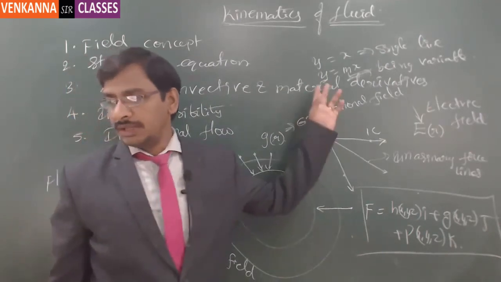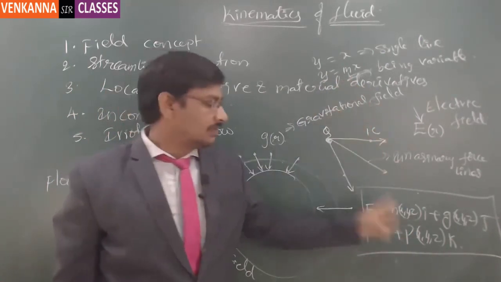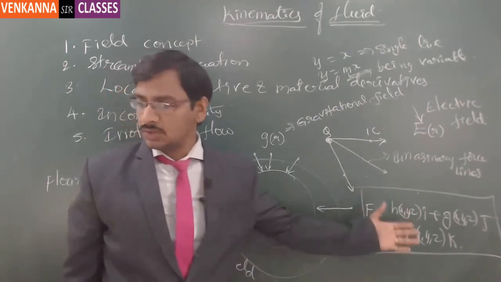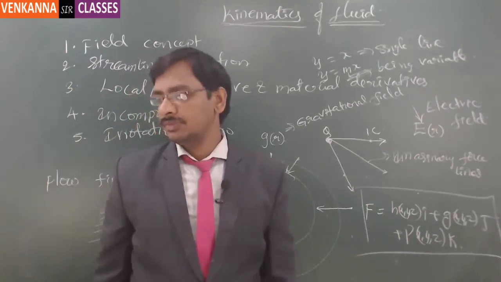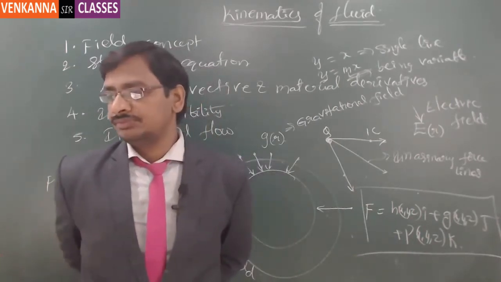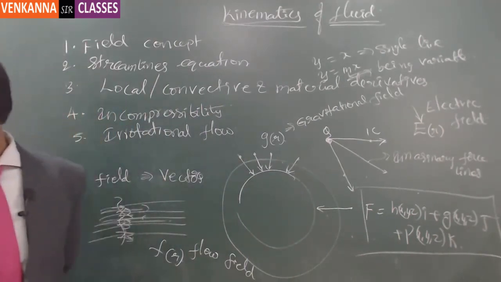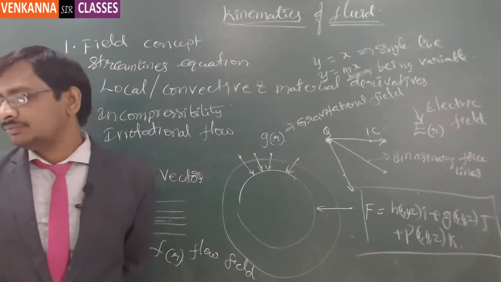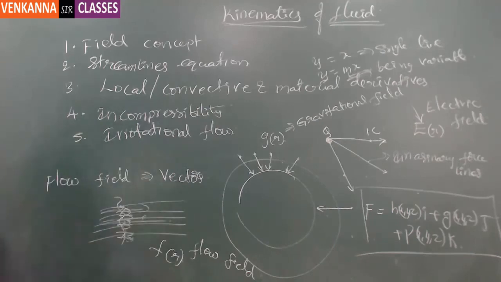So this is only one direction, that's why mx. Suppose it is happening in all three directions together, then we represent it with a vector F. So all these together will represent the field lines in all the directions. Clear? Do you have any questions on the field concept? Any questions on the field? Okay, great. So you can note down this, and then we'll go to the streamlines equation. Noted?